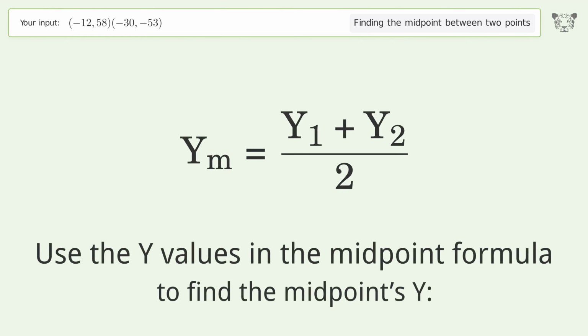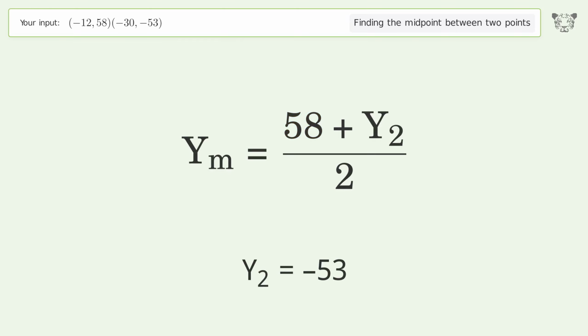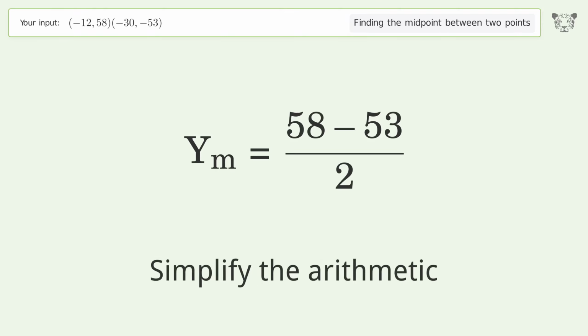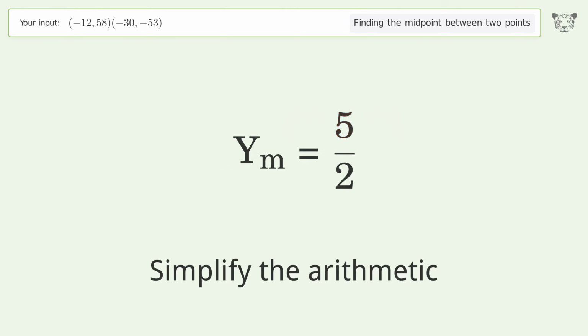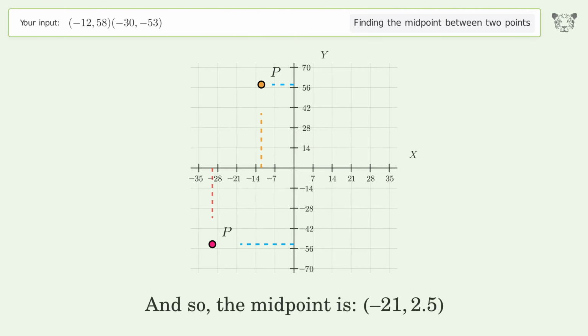Use the y values in the midpoint formula to find the midpoint's y. y1 equals 58. y2 equals negative 53. Simplify the arithmetic. And so, the midpoint is negative 21, 2.5.